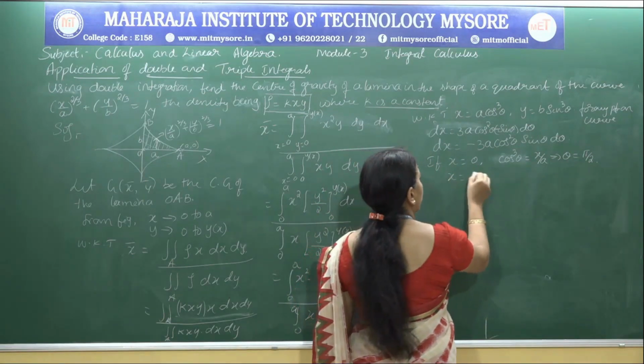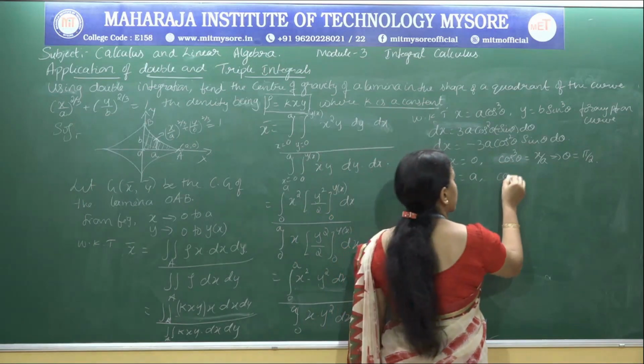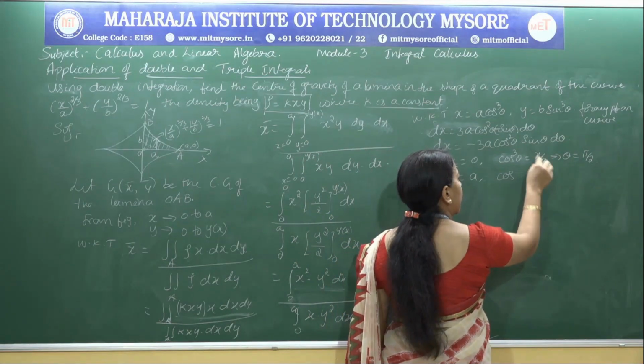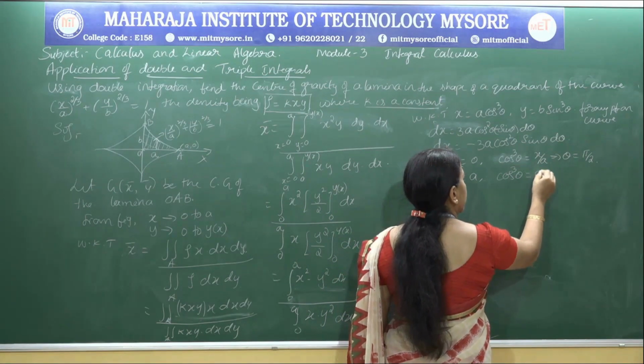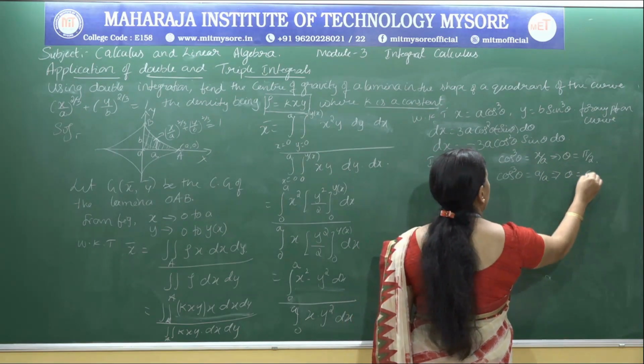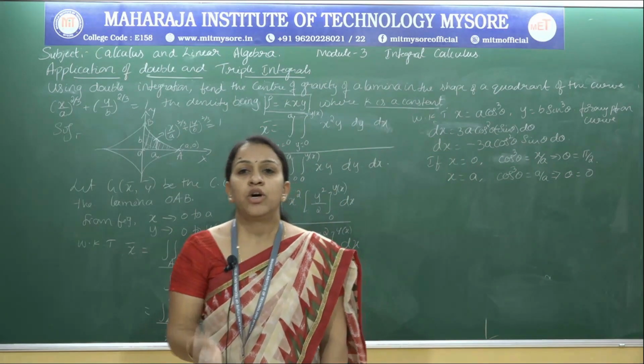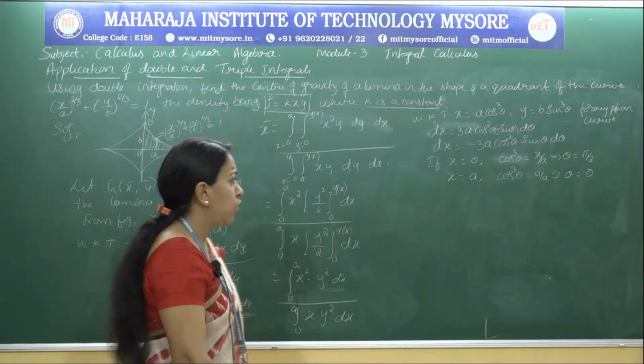And if x equal to a, that is the upper limit, then cos cube theta is equal to a by a, which is nothing but 1, which implies theta equal to cos inverse of 1, which is 0.